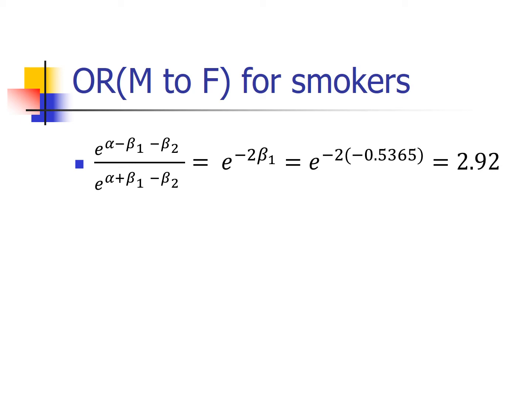So let's do an odds ratio for the sex variable. In particular, let's do an odds ratio of male to female. Again, we have to do this comparing smokers to smokers, just like we did last week. So if I look up the log odds for male smokers, I had it just a couple slides back. That was alpha minus beta 1 minus beta 2. If I want the actual odds ratios, I exponentiate that.